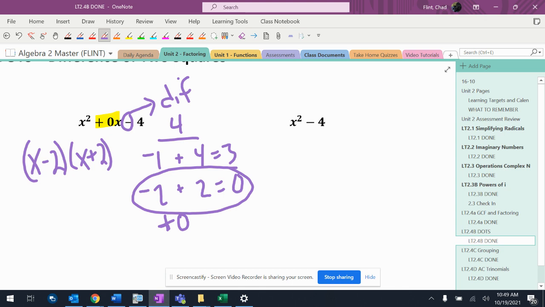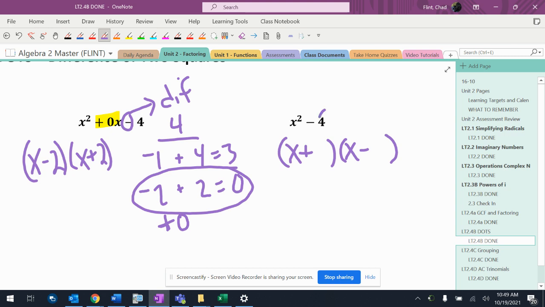Now, hopefully you're looking at that and thinking to yourself, well, if it has to add up to 0, then aren't they always going to be the same number with opposite signs? And the answer to that is yes. So the short way to do this is you know that it has to be two sets of parentheses. We know there's going to be an x and an x in here, and there's going to be a plus and a minus always.